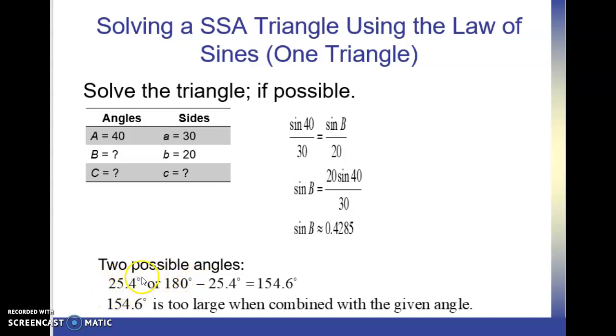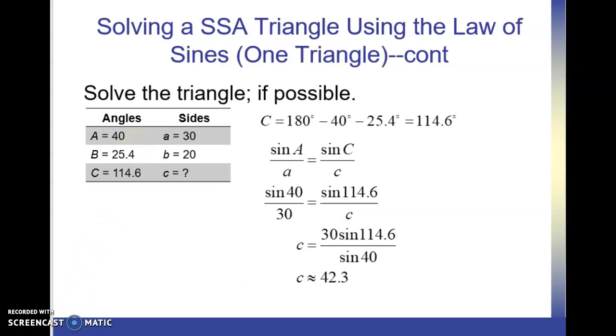So you just finish solving the problem. The measure of angle B would just be 25.4. And then you would proceed as usual to find your other measures. You can see the remainder of the problem here.